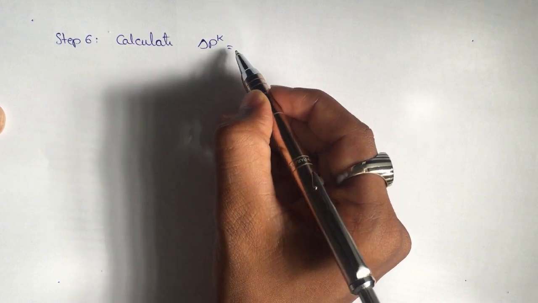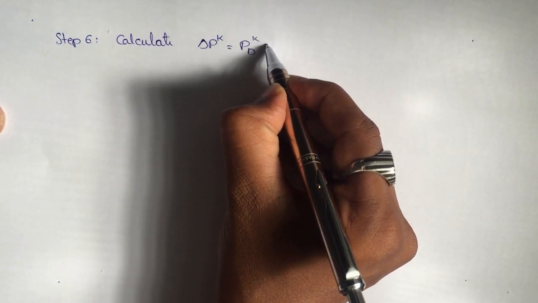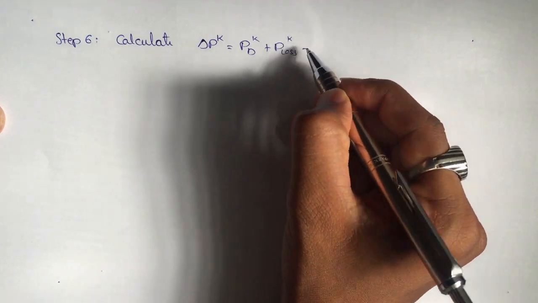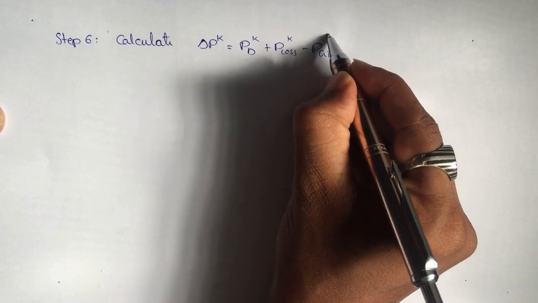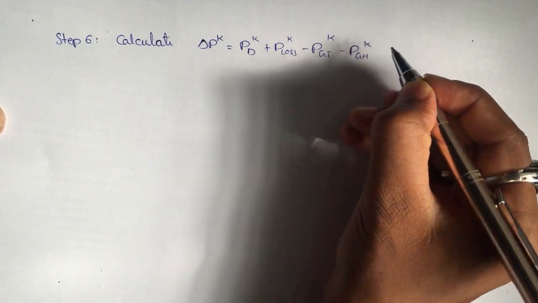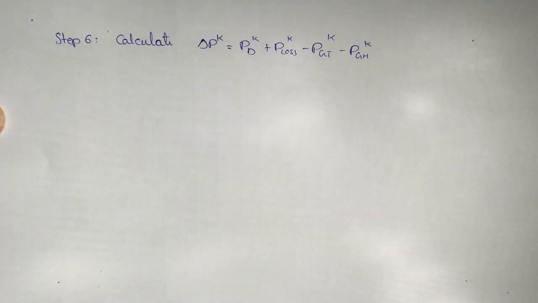Okay, delta Pk is Pdk plus Ploss k minus PGTk minus PGHk. Change in power is calculated in this step. Okay, this gives the power deviation. What is the amount of power that has been deviated from the actual or the on course power.